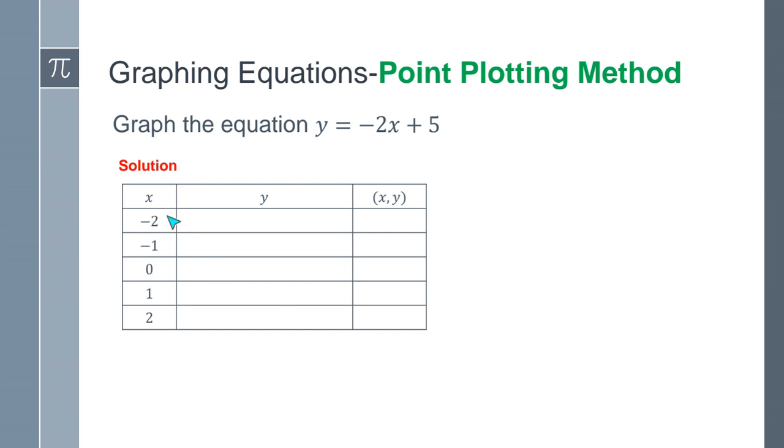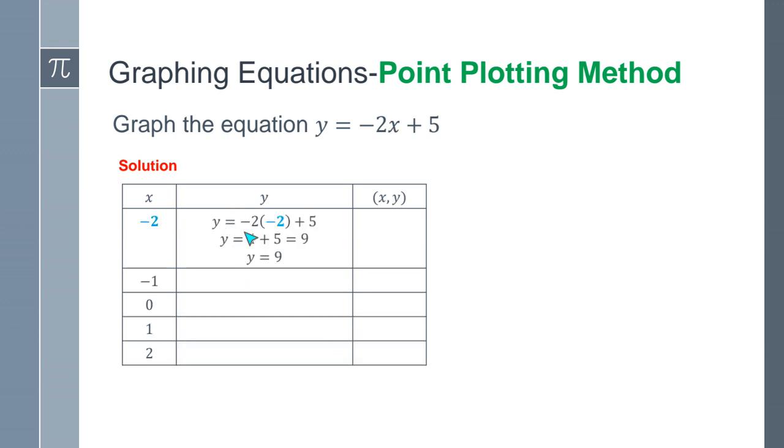Okay, so the best numbers that I like to use are some negative, so -2, -1, 0, and then 1 and 2. So this is our independent variable, so we're going to take -2 and plug it in for x, and then we're going to see what it gives us for y. So we have y is equal to -2, and I'm going to plug in -2 for x. -2 times -2 is +4, plus 5 is equal to 9. So when x is -2, we get 9. So that creates our ordered pair, -2 and 9.